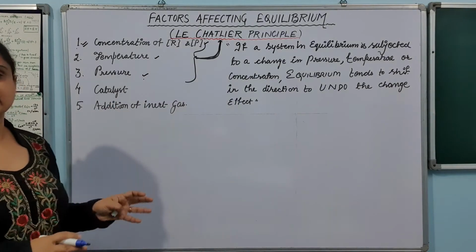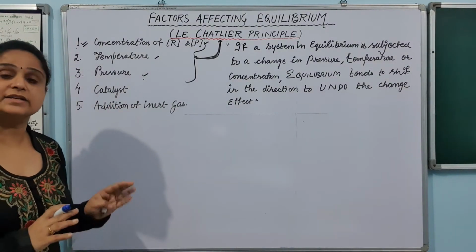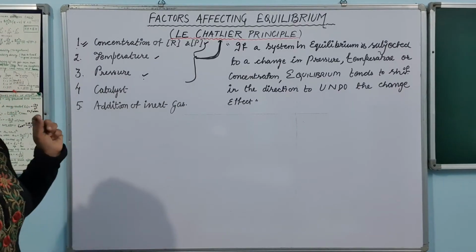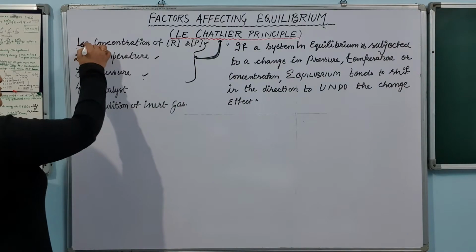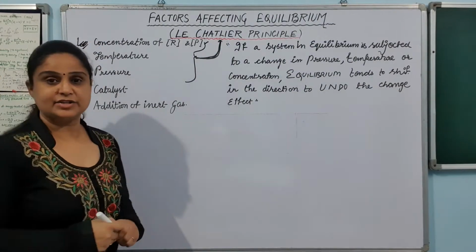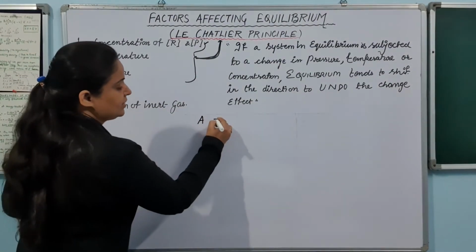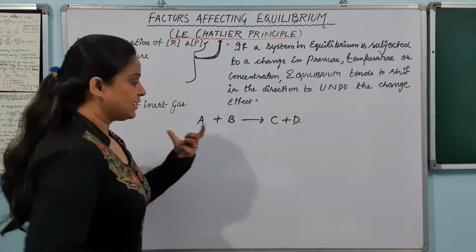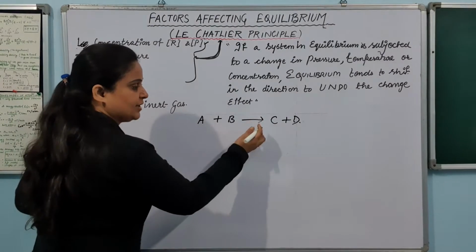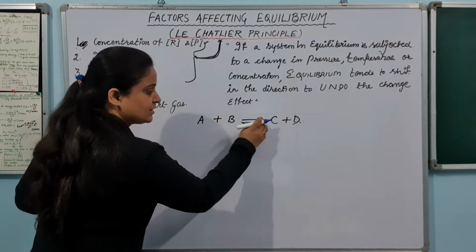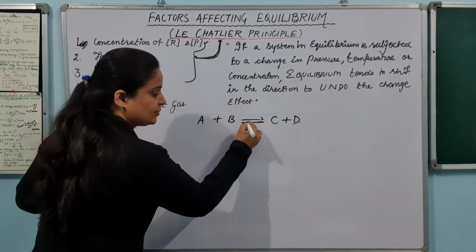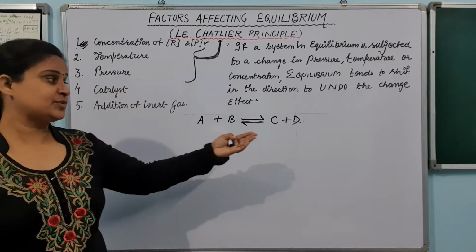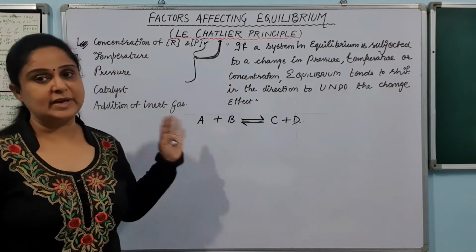So first of all, we will see how the concentration of the reactant and product affects equilibrium. Okay, let's see one by one. So I am taking the concentration of the reactant and product. Let's take a reaction to understand it in a better way. So this is A and B reacting to form C plus D. Now this reaction is in equilibrium, so I have to show it with a double-sided arrow, that is, it can proceed in the forward as well as in the backward direction.